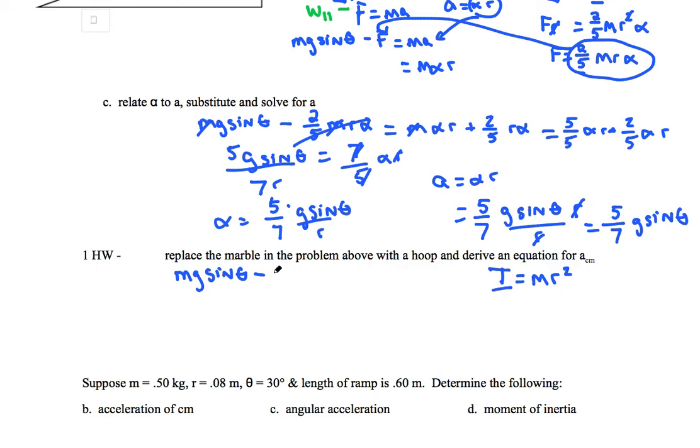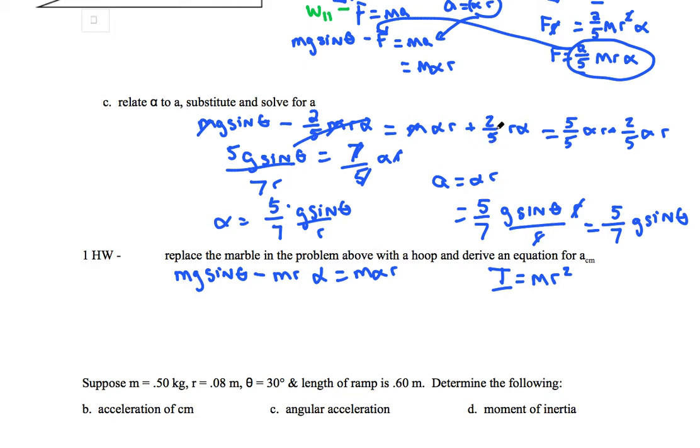minus mr squared alpha equals m alpha r. Okay? And I'm sorry, this is not alpha squared, it's r squared. That cancels out, so I'll get rid of that. So if I solve this for alpha, I get something very similar.